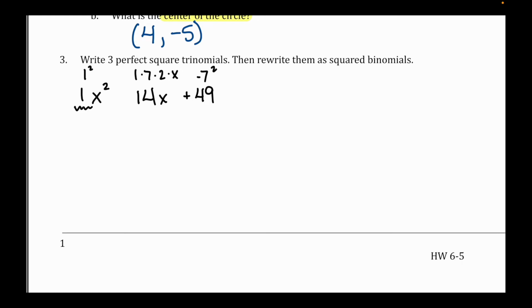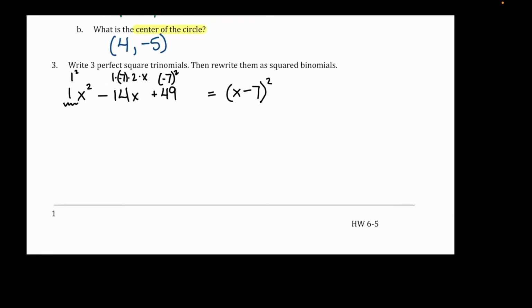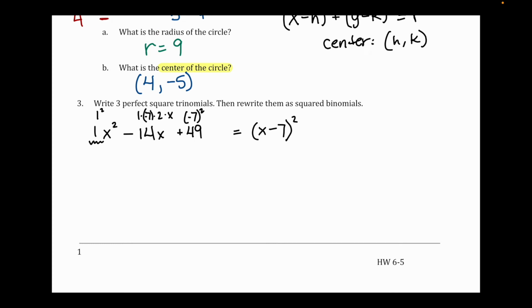So I can say I want negative 7 squared, and then this negative 7 would make negative 14. So what I've created is x minus 7 squared. So I'm going to write over to the side our basic form of this. If we have ax plus b and we square it, it gives us a squared x squared plus 2ab x plus b squared. And that's the pattern I'm going to follow. So I don't actually need the one out front here, so I'm going to get rid of that.